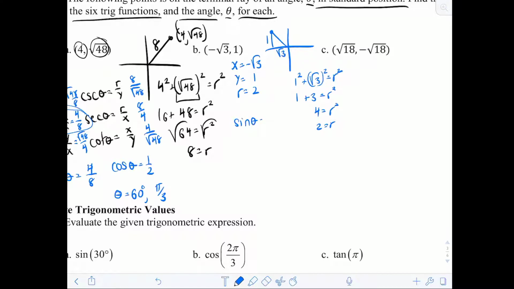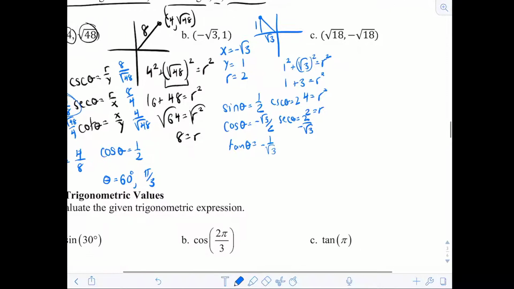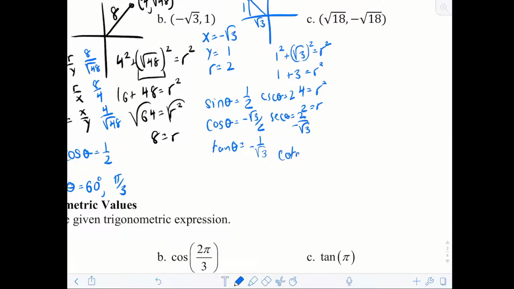So sine of theta, y over r, so that's going to be 1/2. Cosine of theta is going to be negative square root of 3 over 2. And then tangent of theta is going to be y over x. So it's going to be 1 over negative root 3. Cosecant of theta is going to be just 2. Secant of theta is going to be 2 over negative root 3. Sorry if this is a little crammed. And then cotangent of theta is going to be equal to negative root 3.